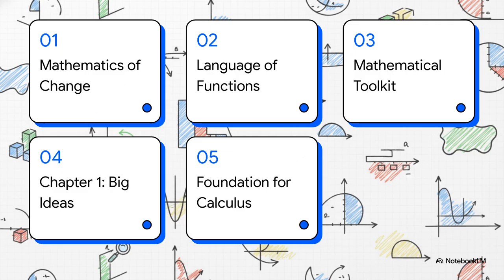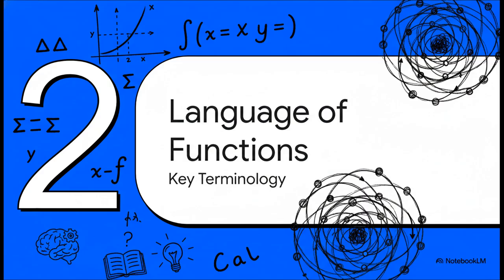Okay, here's our game plan. First, we're going to get the vocabulary down, the language of functions. Then we'll move on to the essential equations, our mathematical toolkit. And finally, we'll tie it all together by looking at the big ideas from the chapter. By the end, you'll have a super solid foundation for everything that comes next. Let's start with the language of calculus.